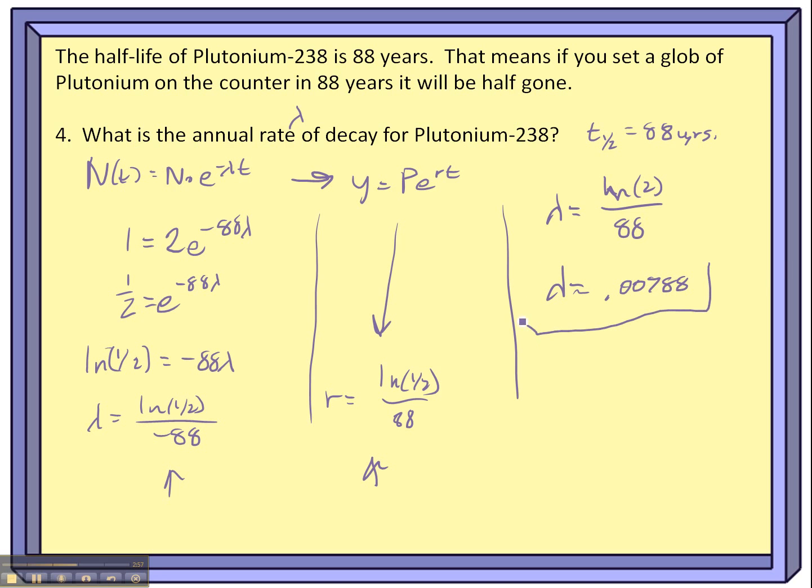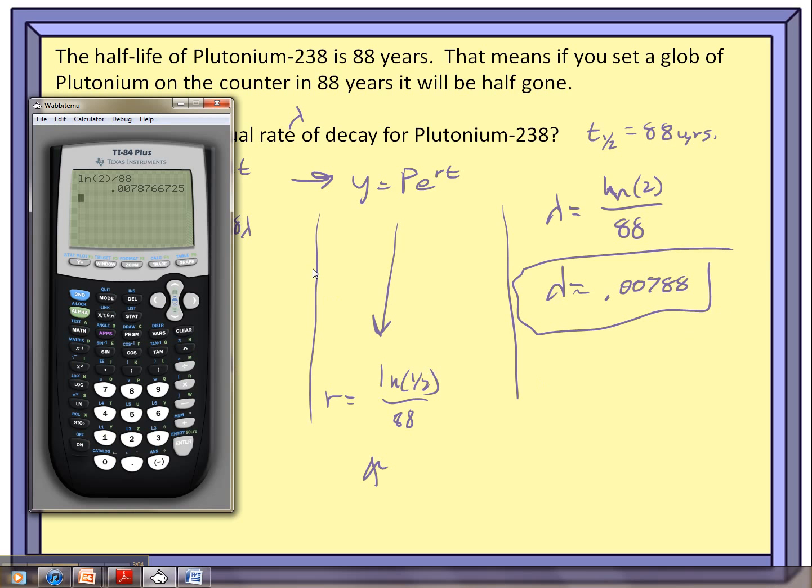About 0.00788. And now whenever I use this in some calculations, I don't want to have all of those rounded decimals. So if I go back to the calculator, we can just store this as, how about A. So now every time I need to call up that decay rate again, I just put in alpha A, and it's there.